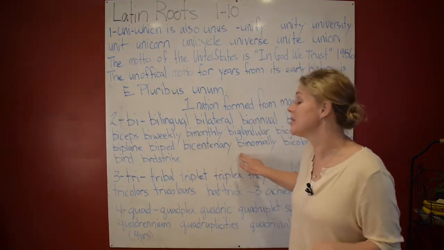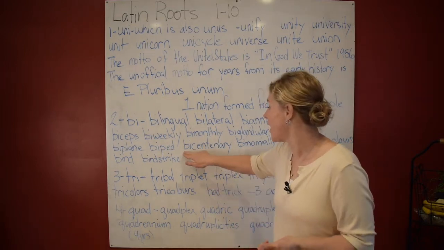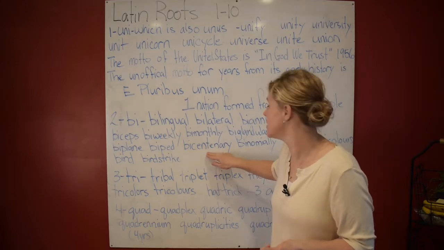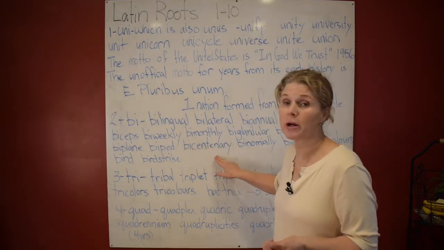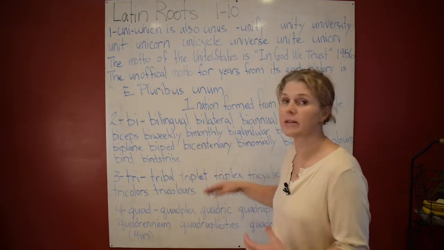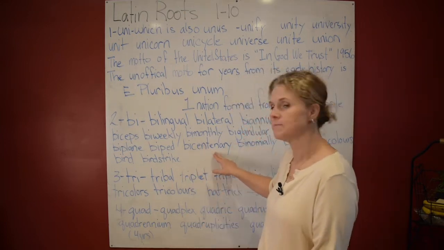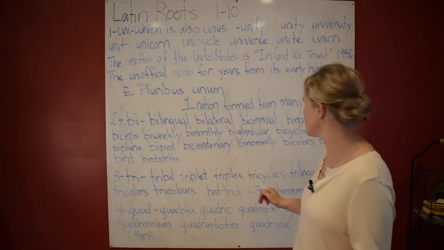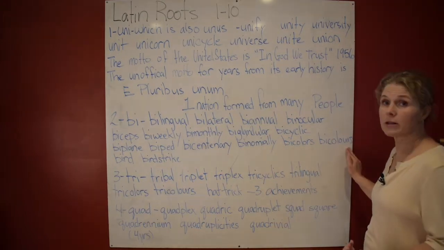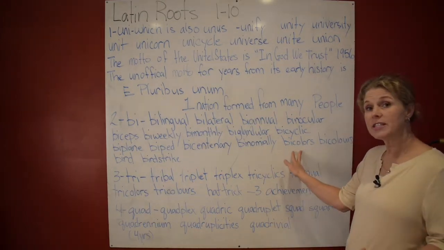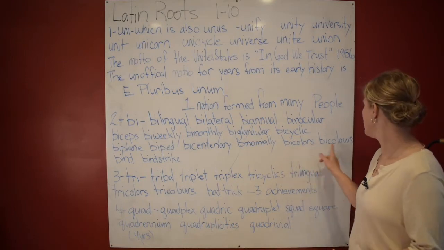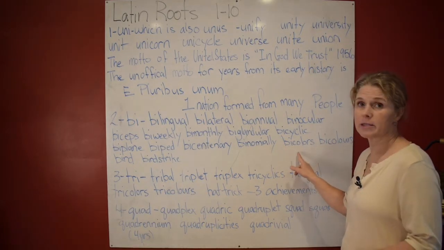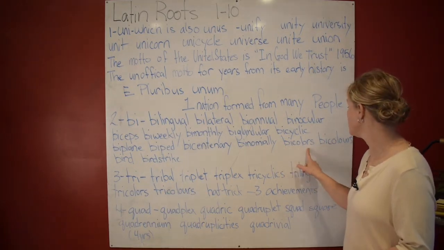So bicentenary, which this is kind of fun. You have your number 2, and you have the number 100. So this is every 200 years. There is a bicentenary, like a celebration every 200 years. That's kind of fun, huh, Dan? Binomially, that's kind of a tricky tongue twister. Bicolors and bicolors. This is British. This is American. So if you see O-U-R, it's not wrong. But this is how Americans typically spell colors.